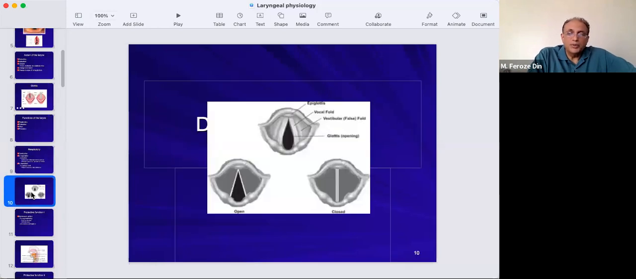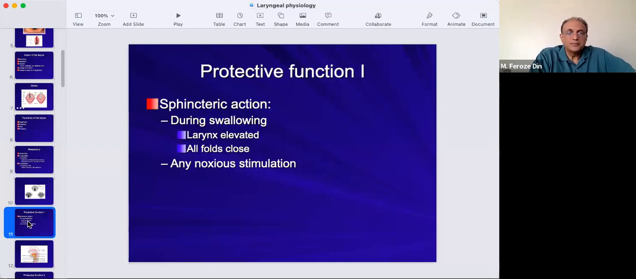This diagram shows you what happens. The glottis opens, the V becomes larger. When it's closed, it's almost completely closed. This is at midpoint, part abduction, part adduction.